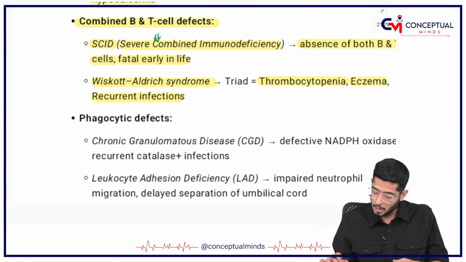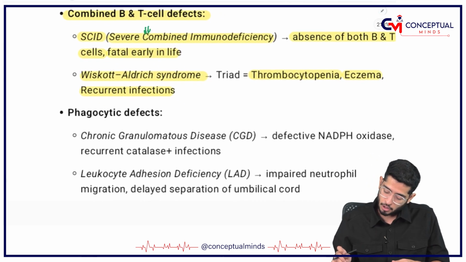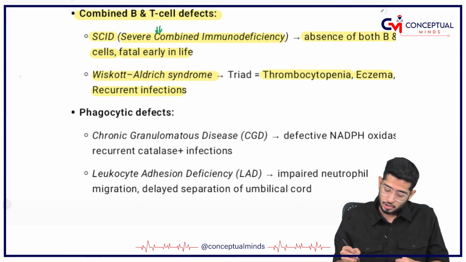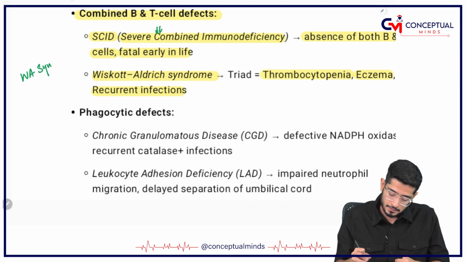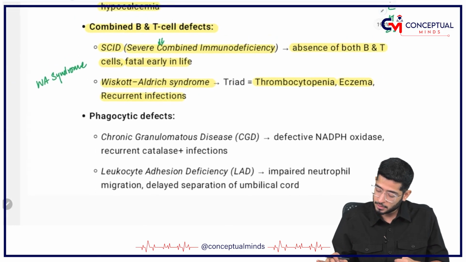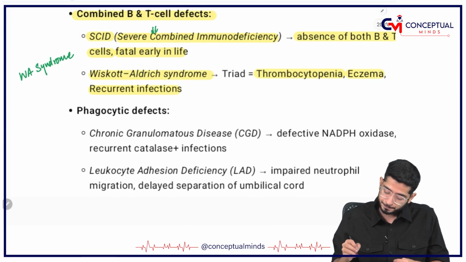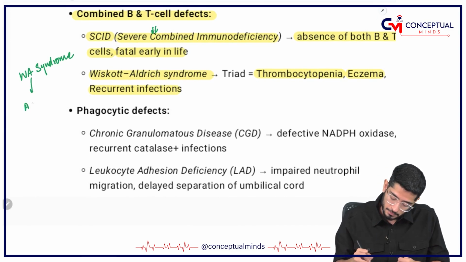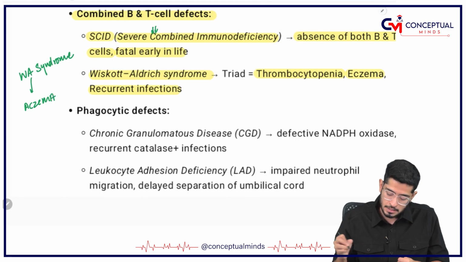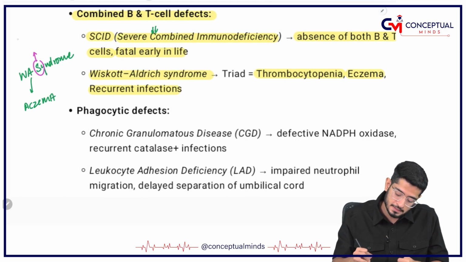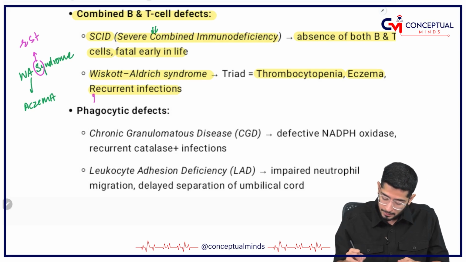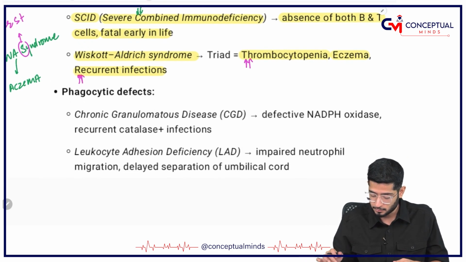So how to remember? Please remember Wiskott-Aldrich syndrome. What is important in all of these things? First of all, from A you can remember eczema is going to happen. And from this syndrome, very easy to remember, MNOPQRST. So R for recurrent infection. T for thrombocytopenia. And of course, syndrome is going to be there.